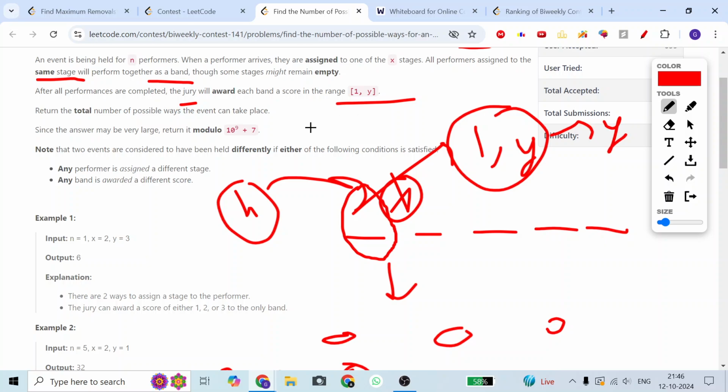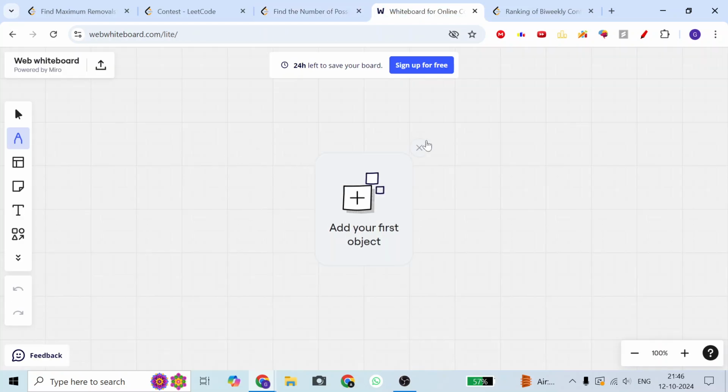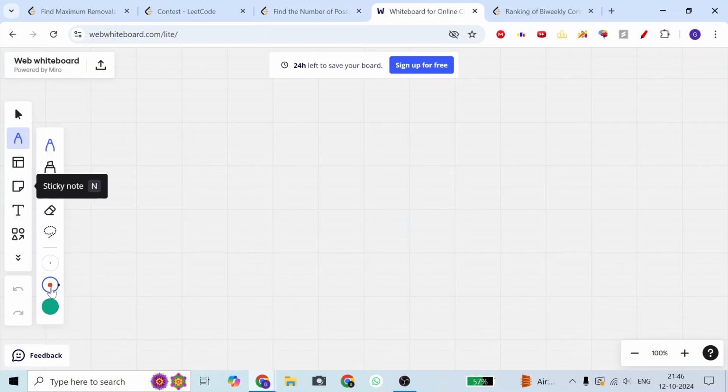Okay, so what I need to find out is the total number of ways the event can take place, modulo this. Now what does total number of ways mean? Two events will be considered different if the combination of stages that I assign to the n performers is different, or the award score that a band will get is different. So let's elaborate it more.